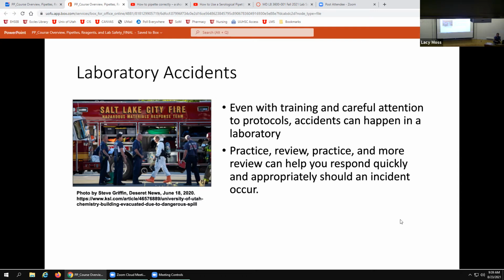And one thing that we can definitely do is never be in the lab alone. All right, so as a student, you should never be in the lab alone. Always have a buddy.